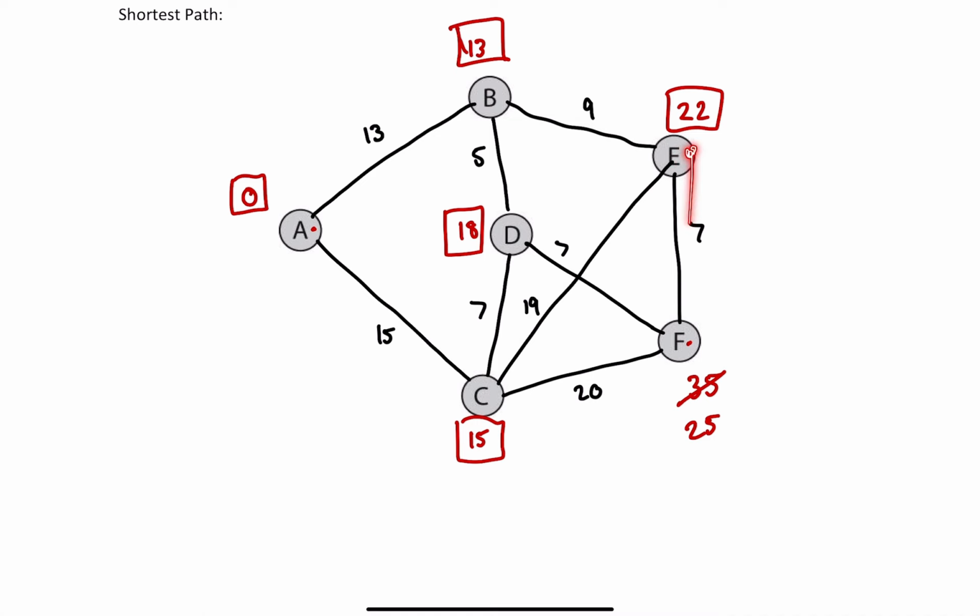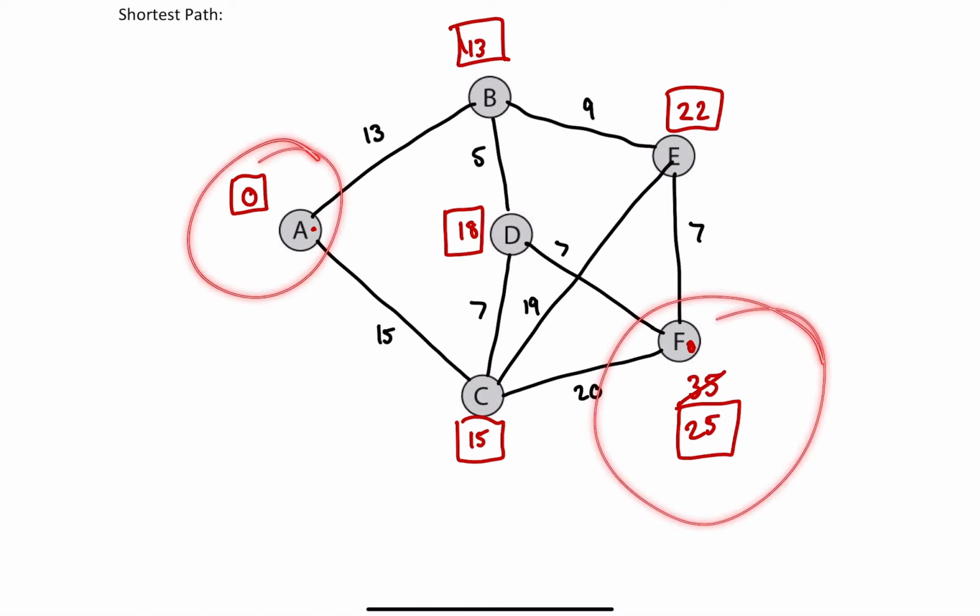So E to F is 22 plus 7, which is 29. Is 29 smaller than 25? No, so the 25 is going to remain here, and that is the only place we can go. So we're now at F, which is 25. We put a box around it, and that is our end because we've boxed up our end location. Now we've found the shortest distance from A to F will be 25.